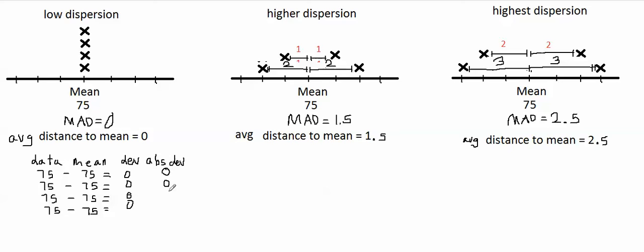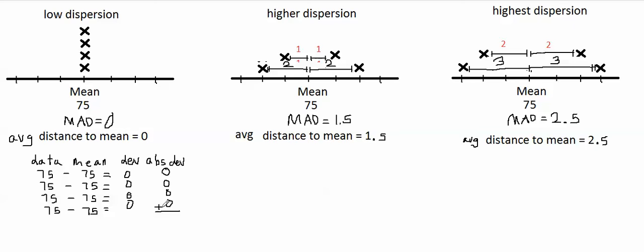So I'm just going to copy the column over again. And then every number in this column is just the absolute value of each number in this column. So 0 is the absolute value of 0, 0 is the absolute value of 0, and again 0 is the absolute value of 0.